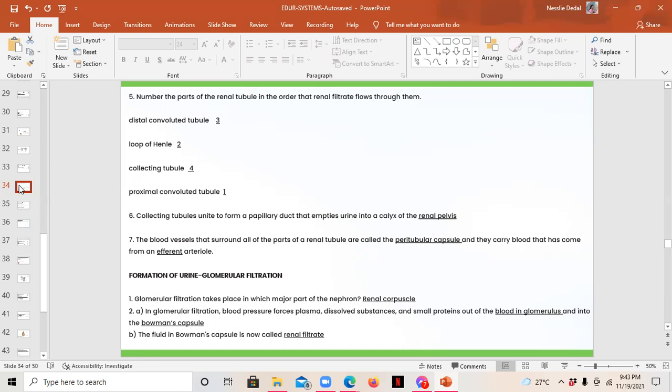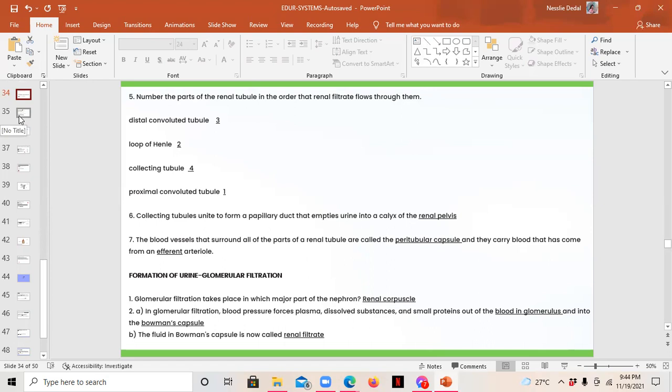Number 6. Collecting tubules unite to form a papillary duct that empties urine into a calyx of the renal pelvis. Number 7. The blood vessels that surround all the parts of a renal tubule are called the peritubular capillaries, and they carry blood that has come from the efferent arteriole.